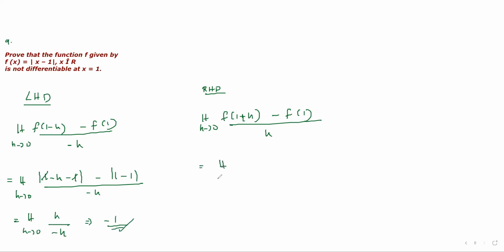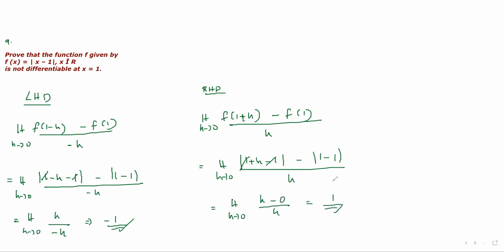RHD: limit h tends to 0, f of 1 plus h, that is 1 plus h minus 1 modulus of 1 plus h minus 1, minus f of 1, that is 1 minus 1, by h. So these two get cancelled. So what is left with? You are left with h minus 0 by h. That is 1. That is not minus 1, that is 1.